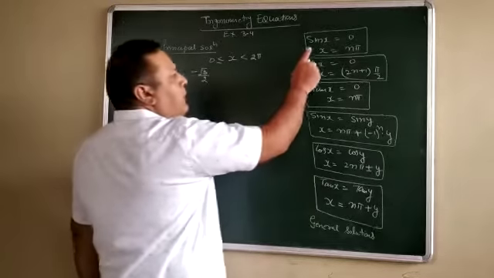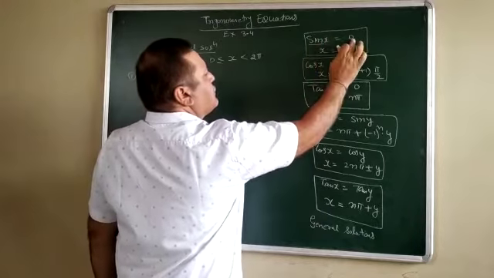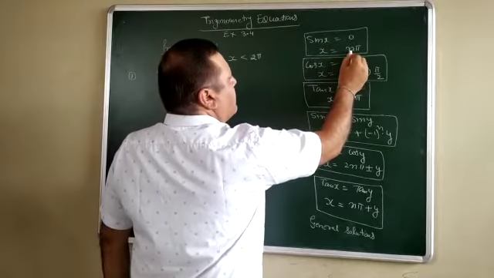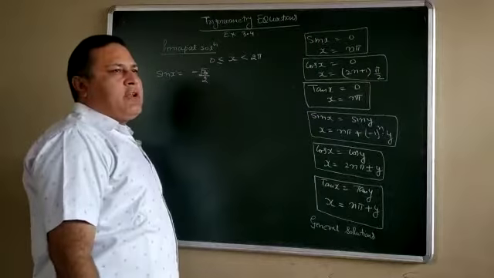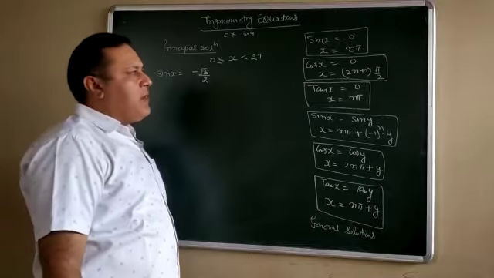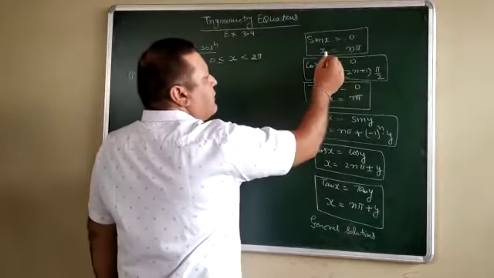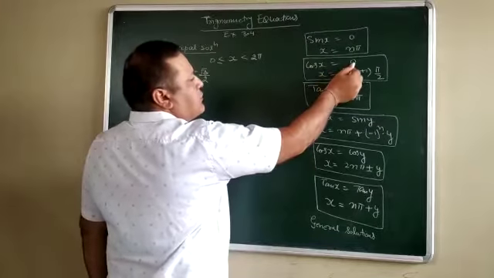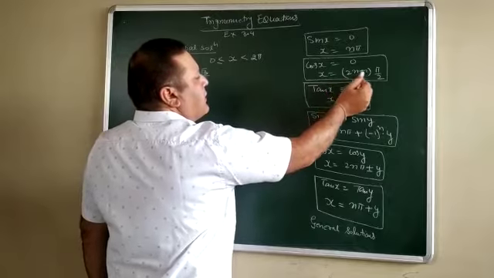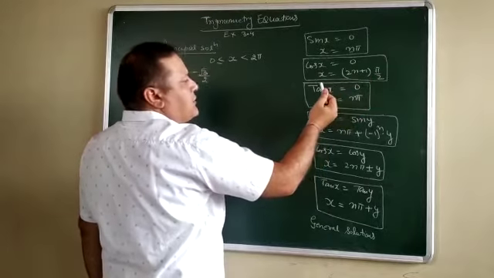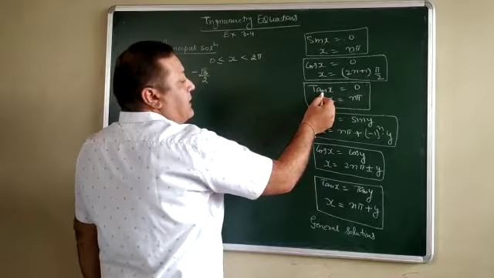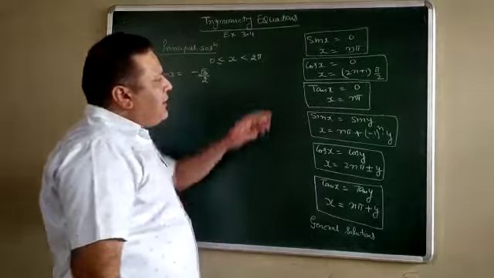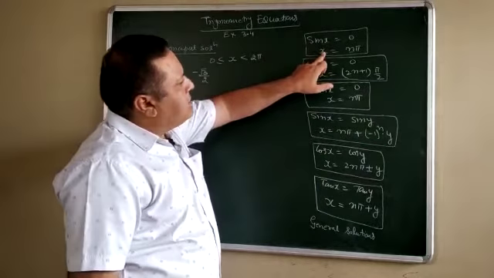First, if sin x is equal to 0, then the value of x is equal to n pi, where n is an integer. Its value may be 1, 2, 3, or minus 1, so it is represented in the form x equals n pi. Similarly, if cos x is equal to 0, then x is equal to (2n plus 1) into pi by 2. These are the solutions. When tangent x is equal to 0, then x is equal to n pi.